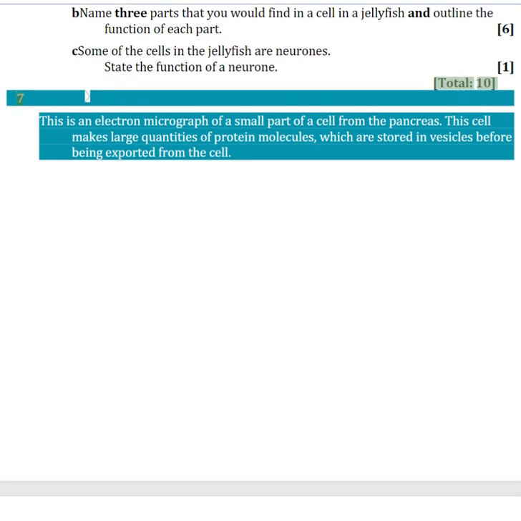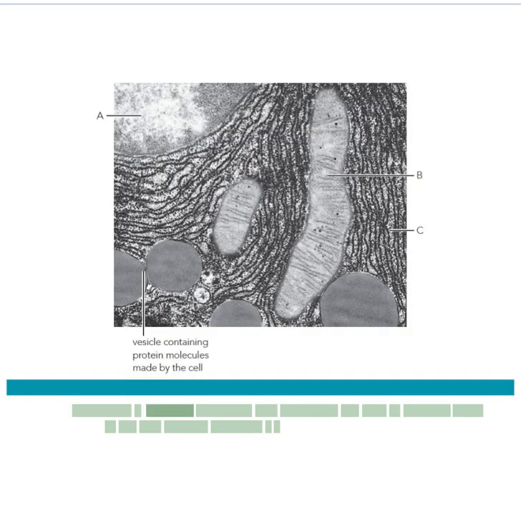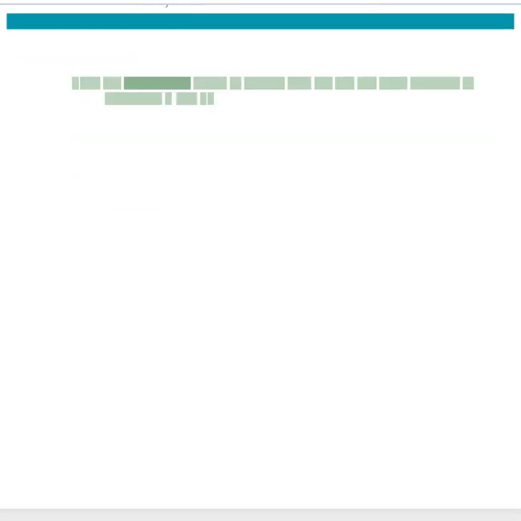7. This is an electron micrograph of a small part of a cell from the pancreas. This cell makes large quantities of protein molecules, which are stored in vesicles before being exported from the cell. A. Structure A contains molecules that determine the type of proteins made in the cell. Identify structure A. B. Use the information above to explain why the cell has large numbers of structures B and C.